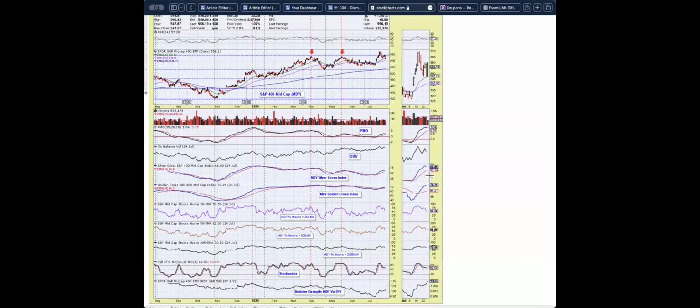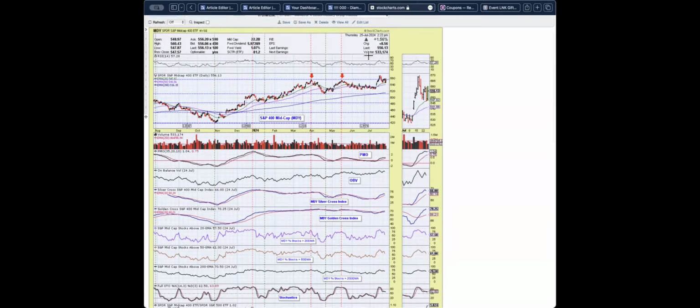And then you'll notice that the Silver Cross Index did top, and it is sitting around the same percentage as the S&P 500. So I don't see a huge amount of difference in the mid caps right now. In fact, these percentages down here, I believe, are lower than what we're seeing in the S&P 500.